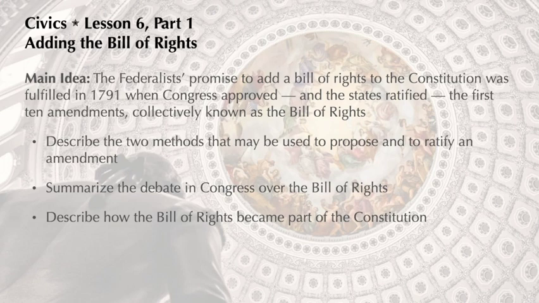The main idea behind this civics lesson is that the Federalists' promise to add a Bill of Rights to the Constitution was fulfilled in 1791, when Congress approved and the states ratified the first 10 amendments, collectively known as the Bill of Rights. With that in mind, by the end of watching this video, you will be able to describe the two methods that may be used to propose and to ratify an amendment, summarize the debate in Congress over the Bill of Rights, and describe how the Bill of Rights became part of the Constitution. Now that the outcomes for this lesson have been shared with you, let's get started.